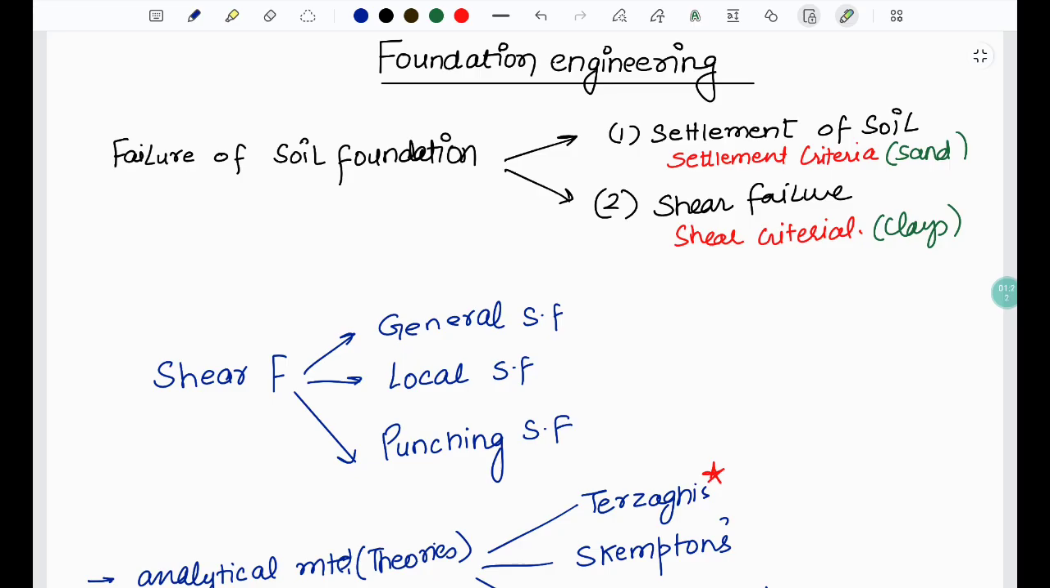And similarly we have shear failure, and shear failure is broadly classified into three types, that is general shear failure, local shear failure and punching shear failure. The characteristics of these three we will be covering in the next video. Each shear failure has its own graph of stress versus strain, and peculiar characteristics.